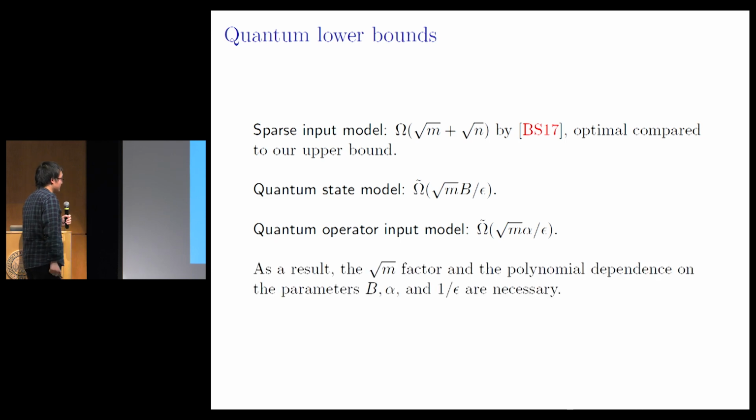That is to say, the square root of m factor is basically necessary. This square root of m is just due to the lower bound for Grover's search. On the other hand, for the state model we have a lower bound in B, and for the quantum operator input model we have a lower bound in alpha. That is to say, the polynomial dependence on the parameters B and alpha, and also the 1 over epsilon dependence, are at least necessary for these models.